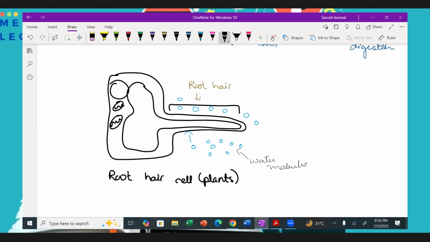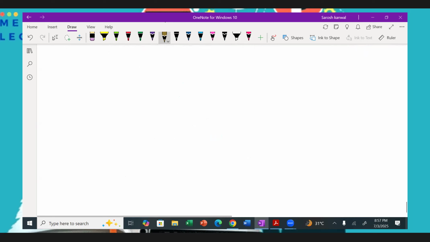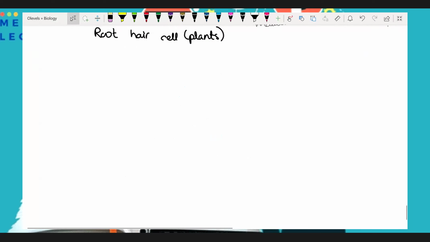So could you see, this is soil and this is root, right? You could see that these root hair cells have a large surface area. They have that large surface area for what? For absorption of more and more water molecules, right? Is that clear, all of you? Okay, let's have a look at this.